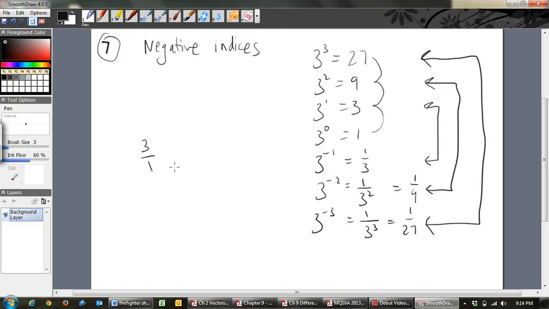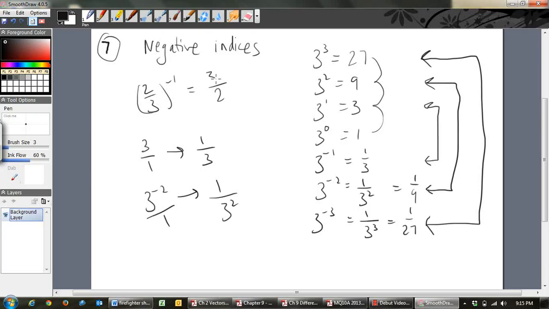So you've got 3, which is 3/1. What that goes to, if you apply a negative indice into it, is 1/3. If you've got 3 to the power negative 2, what that does is it flips it upside down. Instead of 3 to the negative 2 over 1, what ends up being is 1/3 squared. So you can see that negative just flips things upside down. Okay. If you've got 2/3 to the power negative 1, what that does is flips the whole fraction upside down. In other words, the 2 goes to the bottom, the 3 comes to the top. It flips it upside down. Everything gets swapped around.